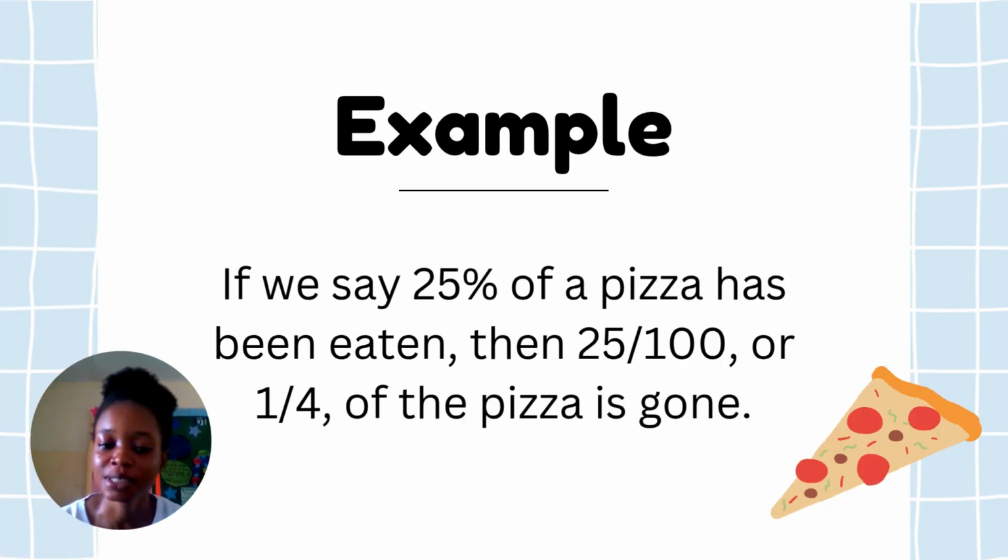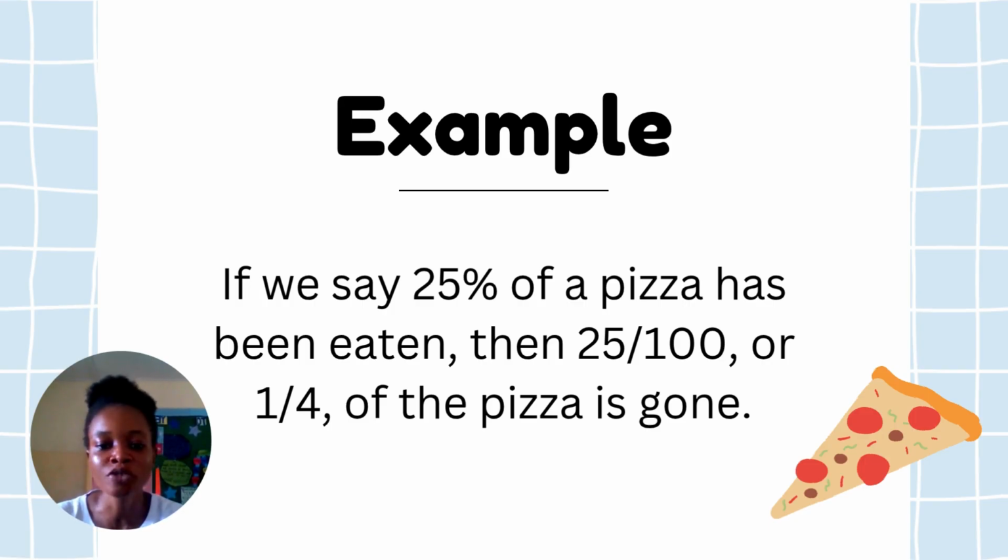Now, there's a question on the screen. If we say 25% of a pizza has been eaten, now we have a pizza, it is a whole, and 25%, that is a part of that pizza, has been eaten. The first thing we're going to do is write it out as a fraction. You know that we said we can represent percentages as a fraction. That will make it 25 over 100.